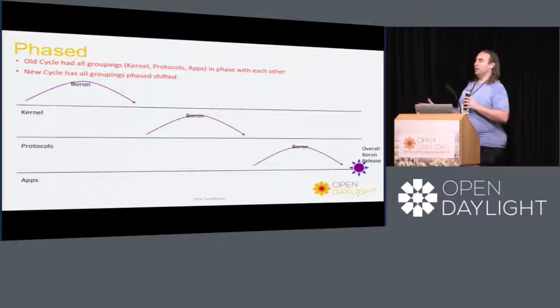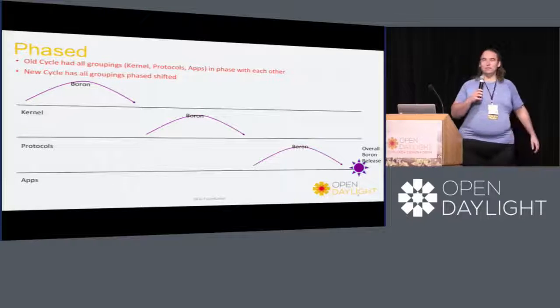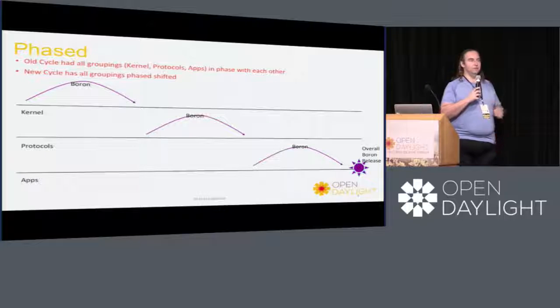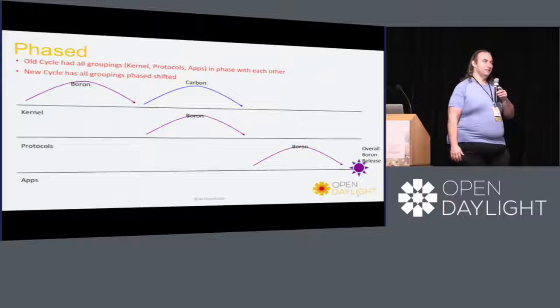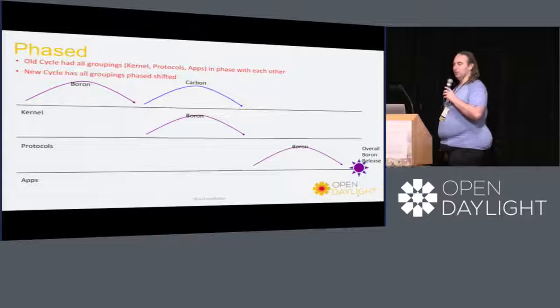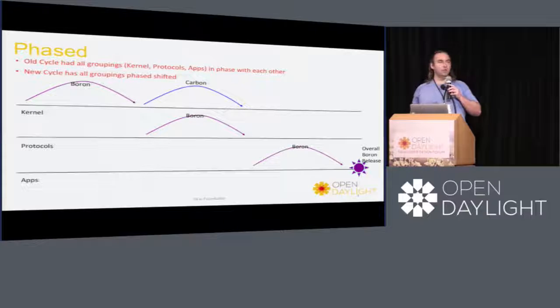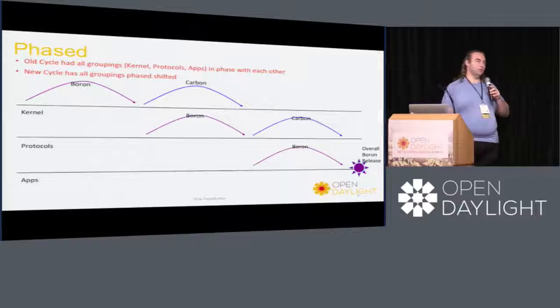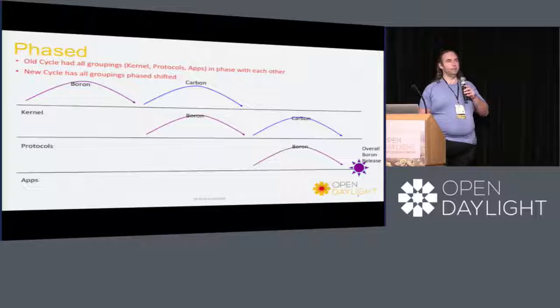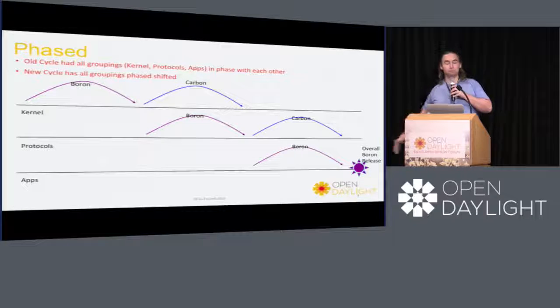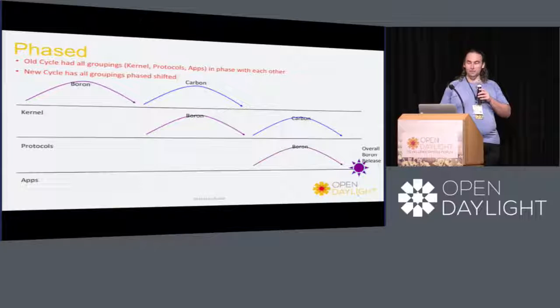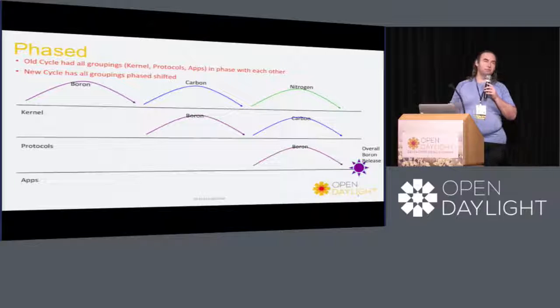Now, the natural question you may ask yourself is, okay, kernel has now released boron. What do they do now? Of course, the answer is they go on to do carbon. So while protocols is working on boron, kernel is working on carbon. And then once kernel has released carbon and protocols has released boron, they start working on carbon. And the picture continues down the way. And of course, the question then is what after carbon for kernel? And of course, they start working on nitrogen.